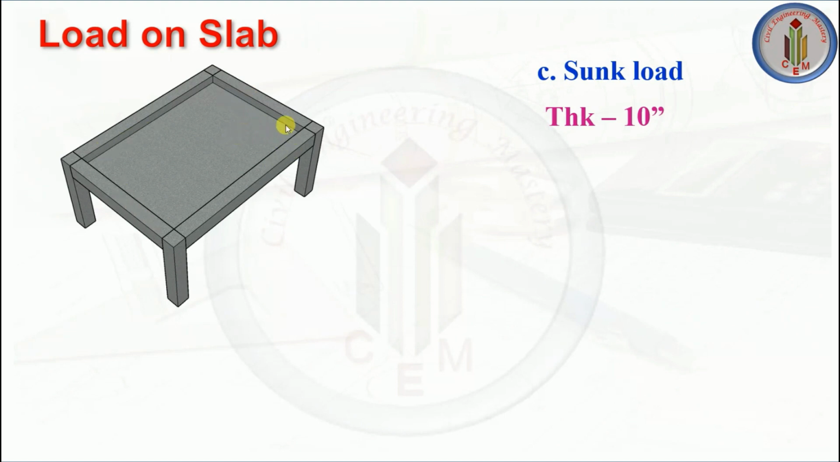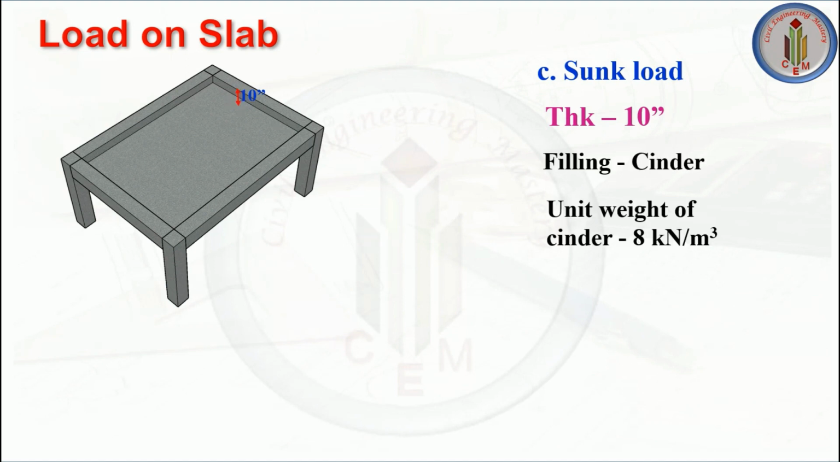So this area we need to fill with the filling material. For toilet areas, utility areas and all, for providing the pipe connections, we need some space. So for that space, we have to use this area, and then we need to fill the area with filling materials. Here the thickness is 10 inches. So the slab is sunk by 10 inches. Filling material is cinder. Unit weight of cinder filling is 8 kilonewton per meter cube. So sunk load is equal to 10 inches thickness multiplied by unit weight. So we get 2 kilonewton per meter square. So apart from self-weight of the slab and floor finish, in this kind of sunk slab, we get 2 kilonewton per meter square additional load as a sunk load.